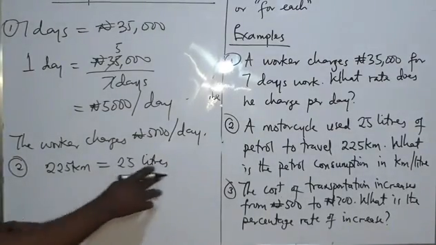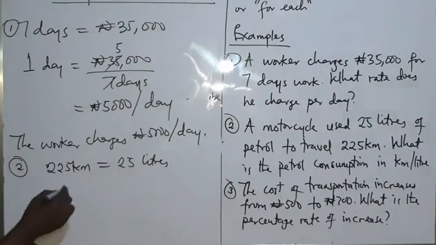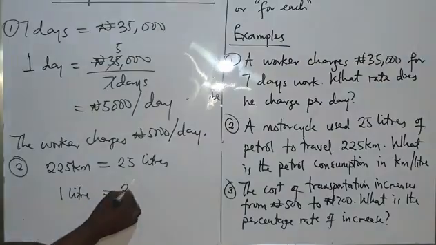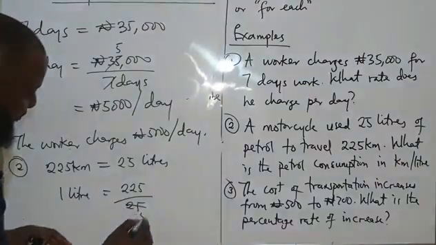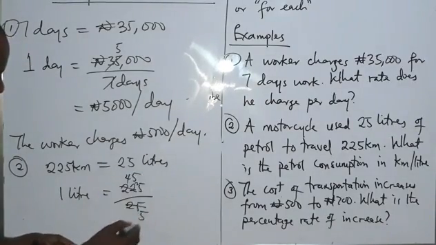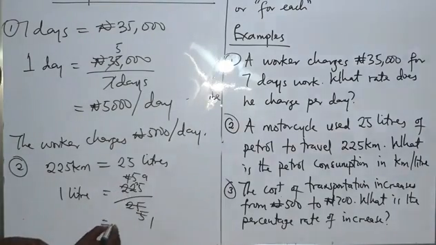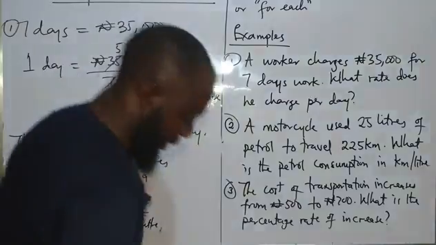Now, how much will be the kilometer covered per liter? So for 1 liter of petrol, we cover 225 divided by 25. Exactly. So 5 here, 5 here, 4, remainder 25, 5 can still go 1, 5 here 9. So which means that 9 kilometers will be covered by using 1 liter.